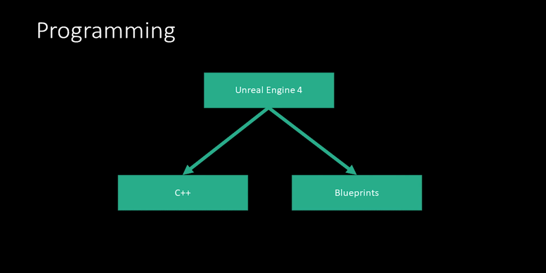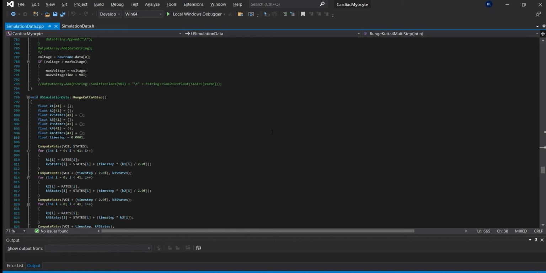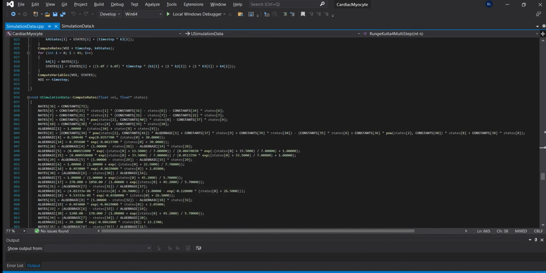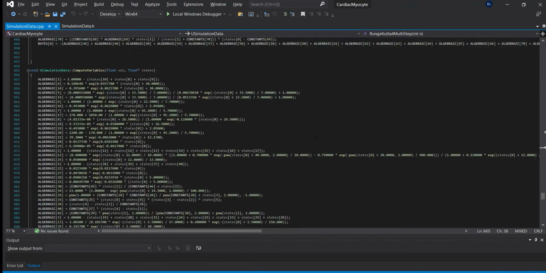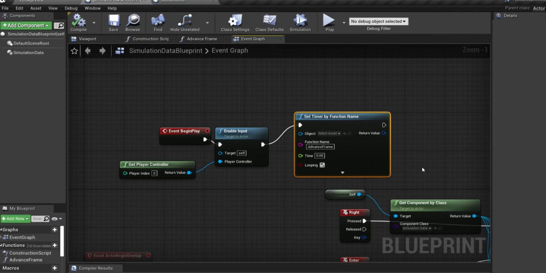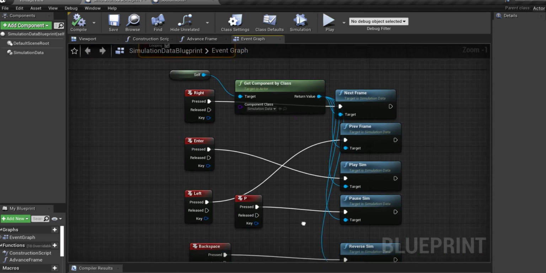To create our VR model, we used Unreal Engine 4, as well as a combination of C++ and Unreal's visual code called Blueprints. C++ was mainly focused on handling the data and calculations, as well as implementing the mathematical models of the cardiac myocyte outlined by the research paper our sponsor provided us. Blueprints took this data and translated it into visuals that could be seen and interacted with in VR.